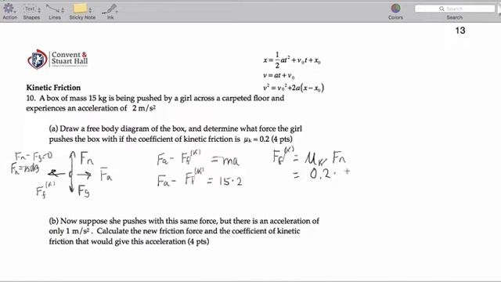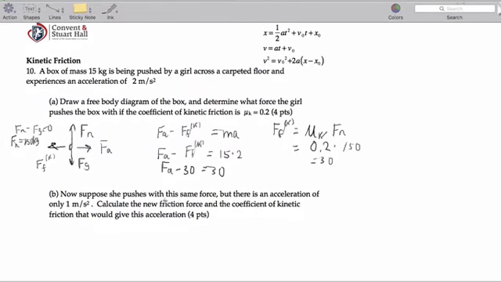All right, so that's 0.2 times 150, which gives me a 30 newton force. So Fa minus 30 equals 30. And that's going to give us an applied force, which is the force the girl pushes with, equal to 60 newtons.